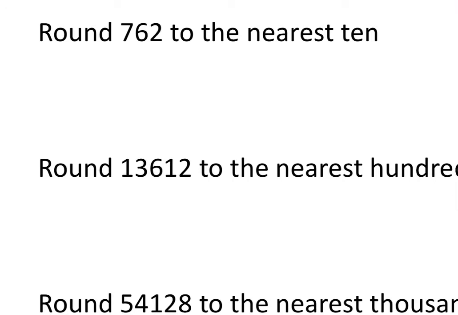So like this one, round 762 to the nearest 10. Okay, so again, we need to identify where that tens place value is. What digit is in that tens place value? So I see the 2 in the ones place value and the 6 in the tens place value there. So since I'm rounding to the nearest 10, the 6 is in the tens place value. I look immediately to its right. Now, of course, to the right of the tens place value is the ones place value. That's where the 2 is.